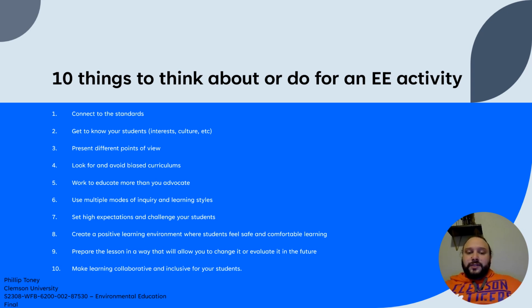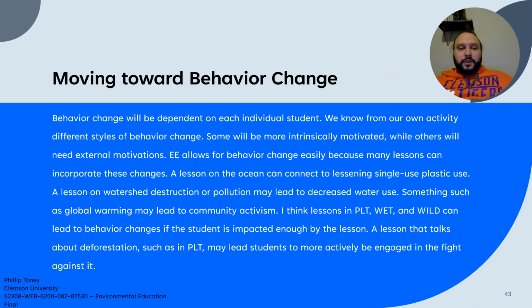Number 8, create a positive learning environment where students feel safe and comfortable learning. I talked about that earlier. Number 9, prepare your lessons in a way that will allow you to change or evaluate them in the future. We talked about that with the evaluations. And then make learning collaborative and inclusive for your students.